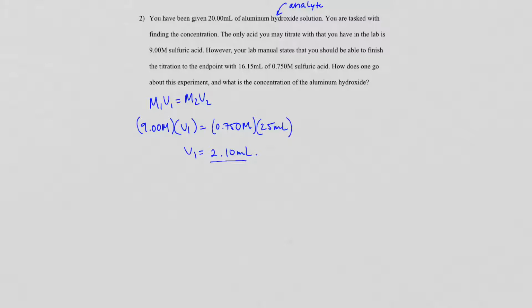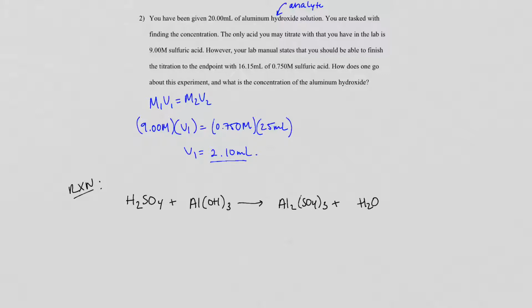All right? So after we've actually made our solution, the first thing I want you guys to think of, just to make sure you're always doing this, is write out your balanced reaction. Okay? So we're going to write the reaction. Our acid is H2SO4, and then we have aluminum hydroxide, which yields aluminum sulfate and water.